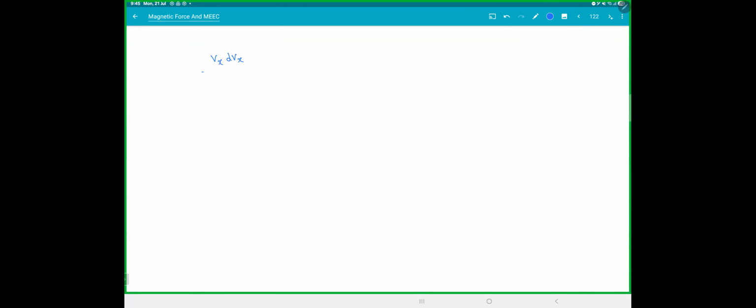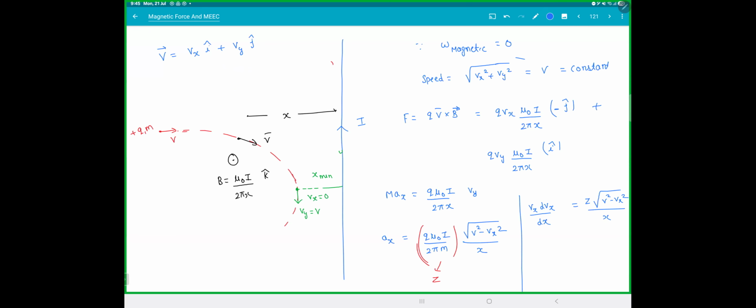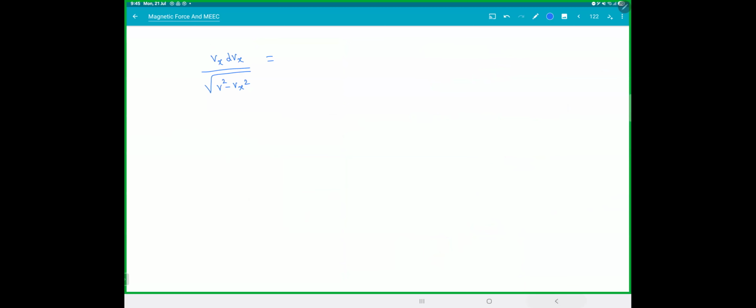Vx dVx by root over V square minus Vx square is equal to dx by x into z. Integrate on both sides. Vx will be initially V to 0. This guy will be d to x minimum.